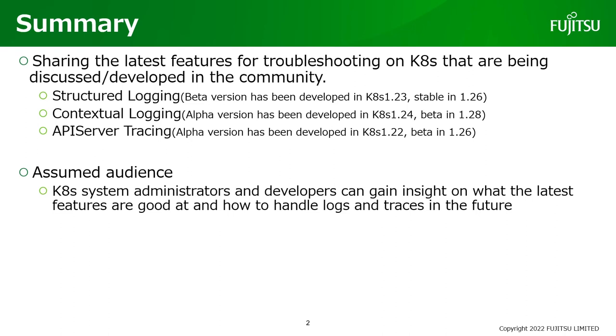Distributed tracing is a feature that makes it easier to debug requests that cross service boundaries by introducing OpenTelemetry into Kubernetes core components. As more components introduce distributed tracing, Kubernetes will become easier to monitor, manage, and troubleshoot. In this presentation, I will explain the specific log format and usage, including actual examples of tracing. This will give Kubernetes system administrators and developers some insight into how these newest features work and how to handle logs and traces in the future.